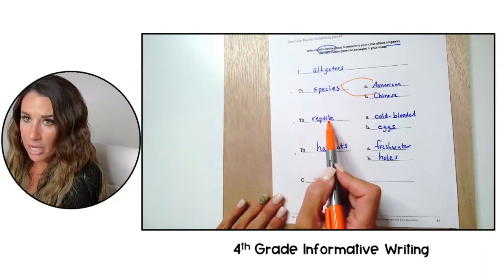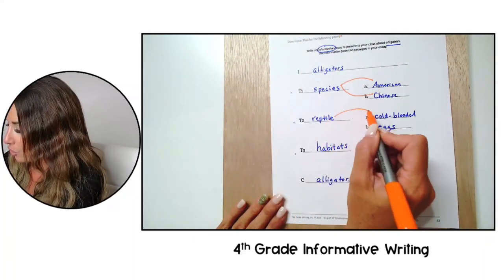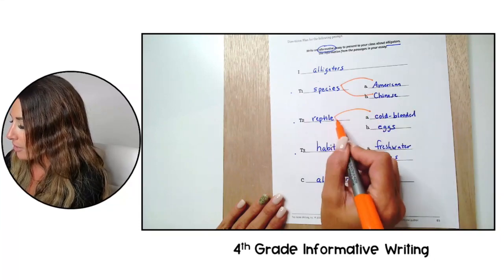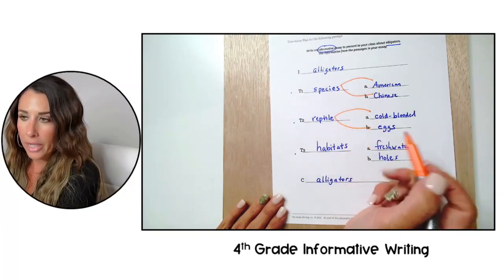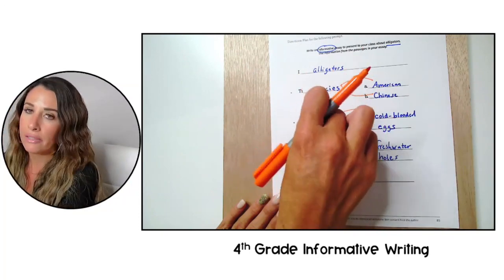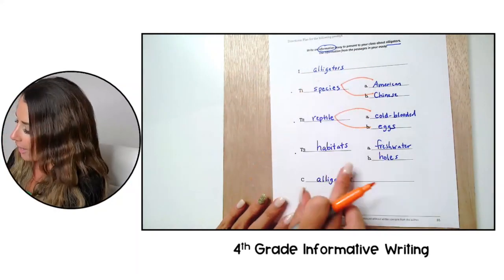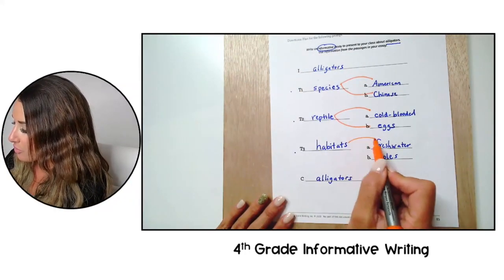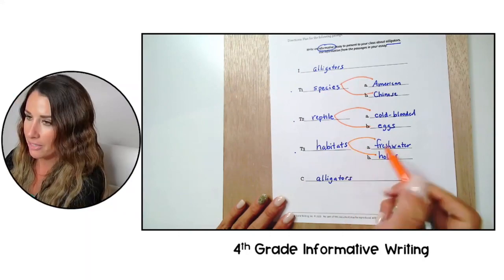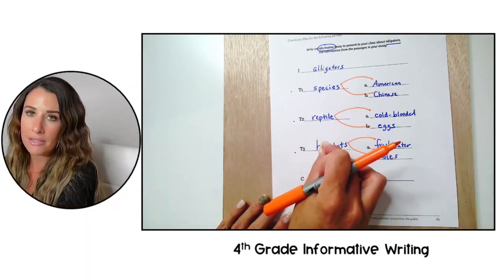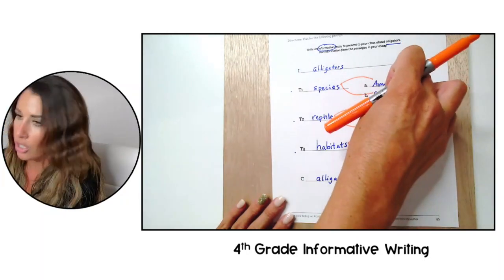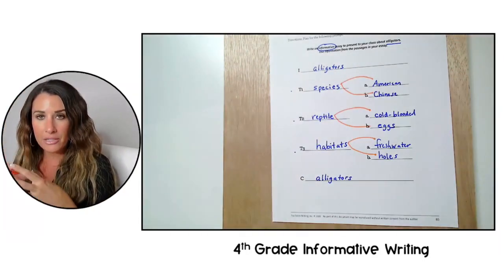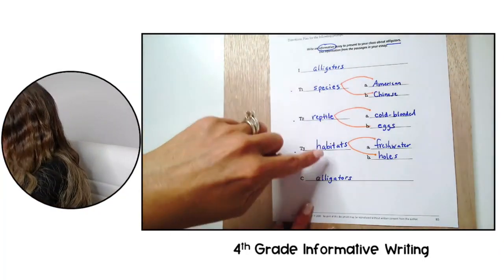Then we're talking about reptiles. We're going to talk about how reptiles are cold-blooded, and then we're going to talk about how reptiles lay eggs. Okay, so both of these are about alligators being reptiles. And then with habitats, we're going to talk about the freshwater habitats and the holes in the habitats. So both of these are about habitats. So your A's and B's are just little examples or details that tell more about your topics.